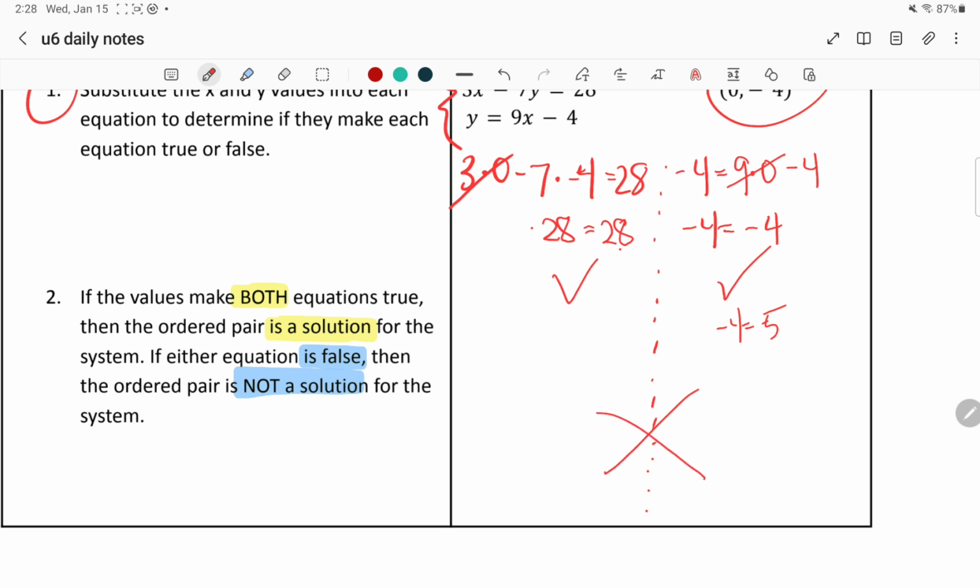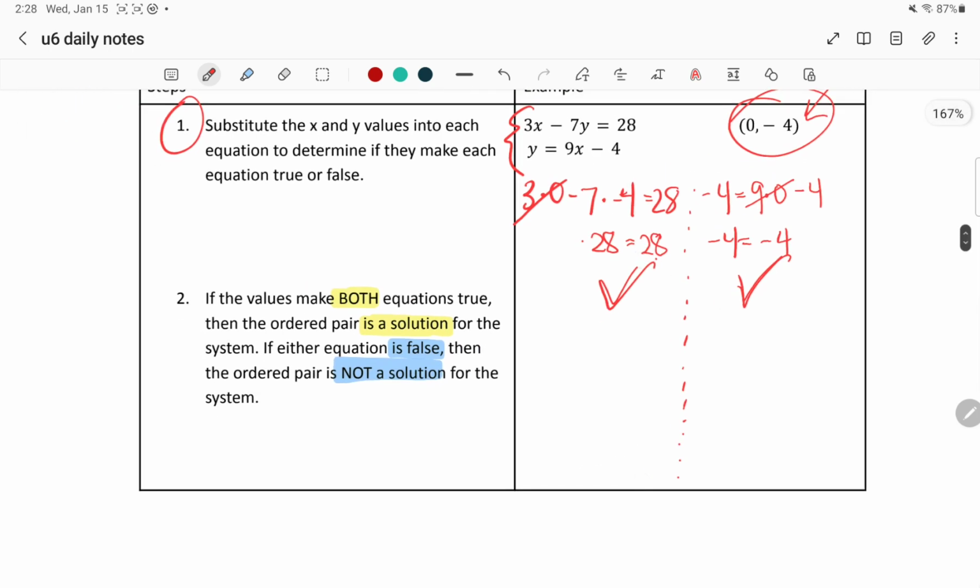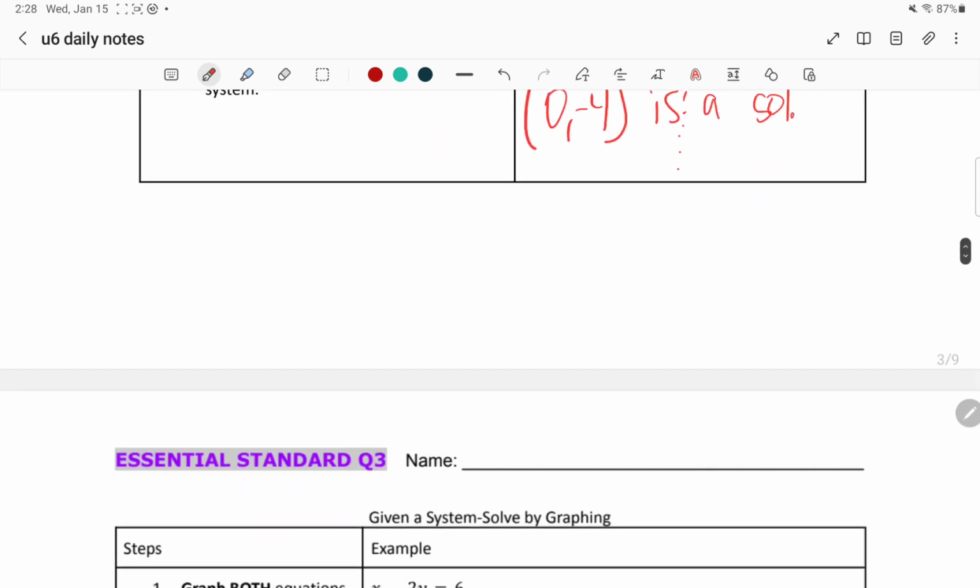Remember, in a system, we have a group. Everything in the group needs to work. So in this particular case, 28 does equal 28, -4 does equal -4. We do have a true system. Okay, we do have a true solution. 0, -4 is a solution. Okay, let's flip the page.